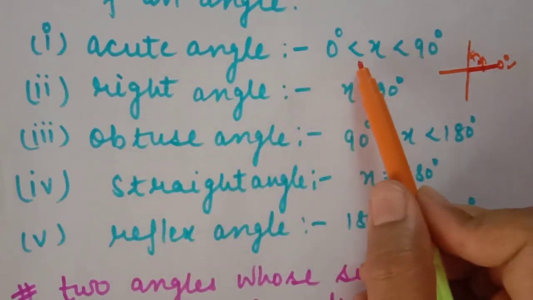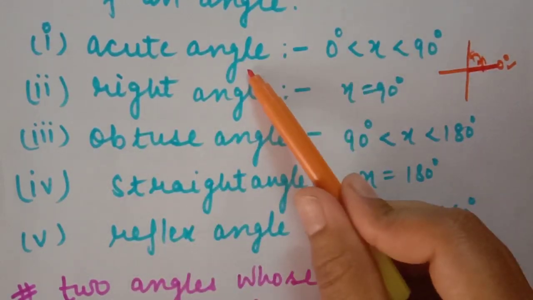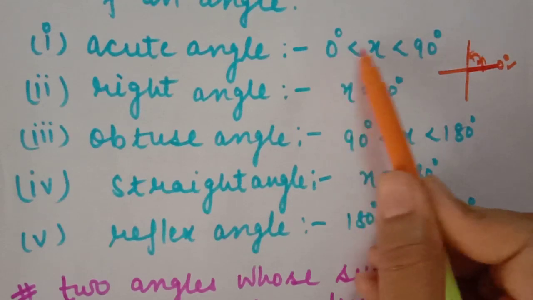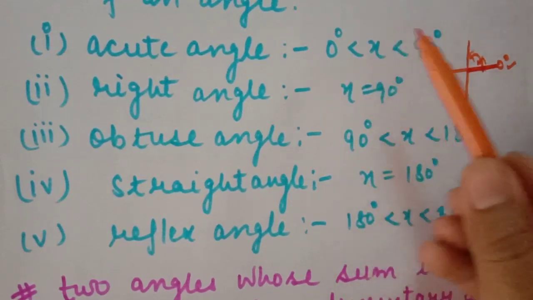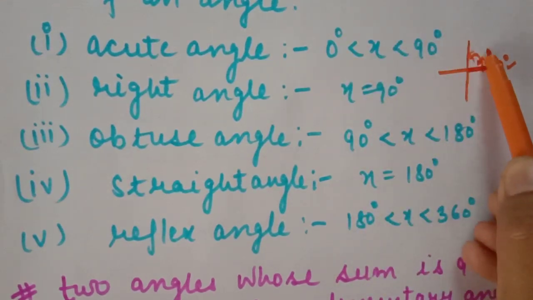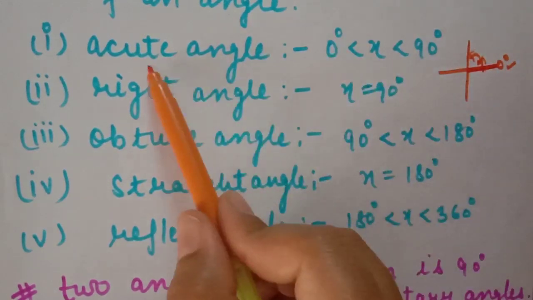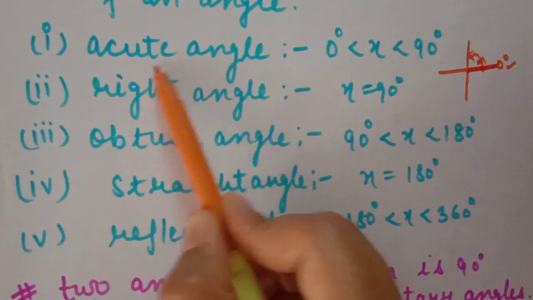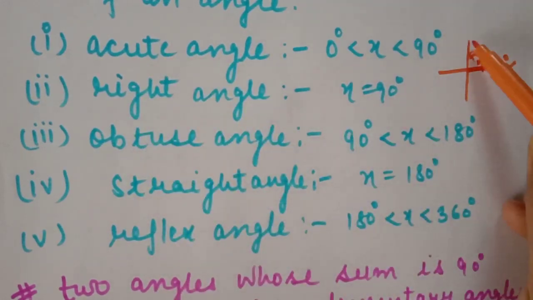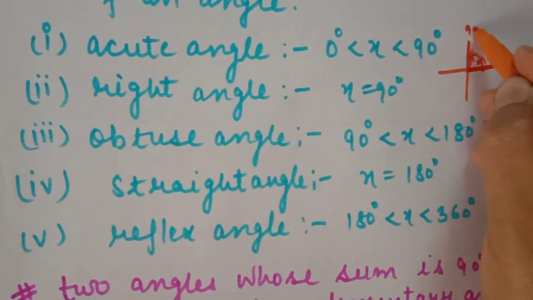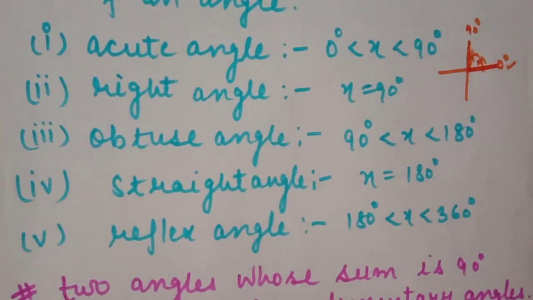When we move from here to here, which type of angles are there? Acute angles. The definition of acute angles: those angles which are greater than 0 but less than 90. It means they are lying in this first quadrant. We call them acute angles. Right angle. When x is equal to 90 degree, we call it 90 degree. The angle whose measure is 90 degree, we call it a right angle.